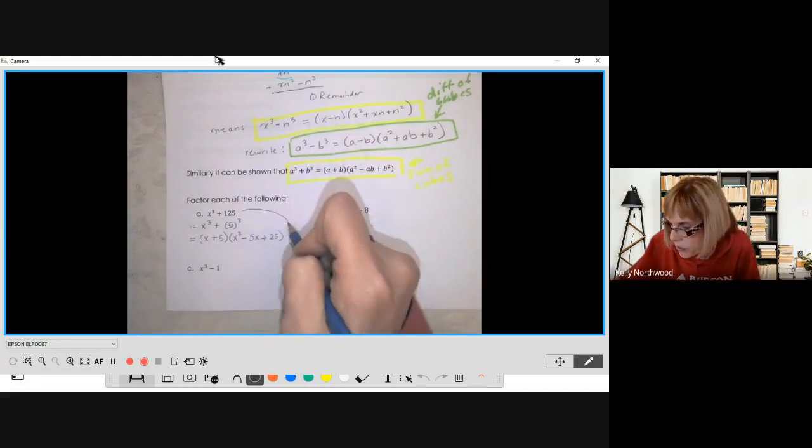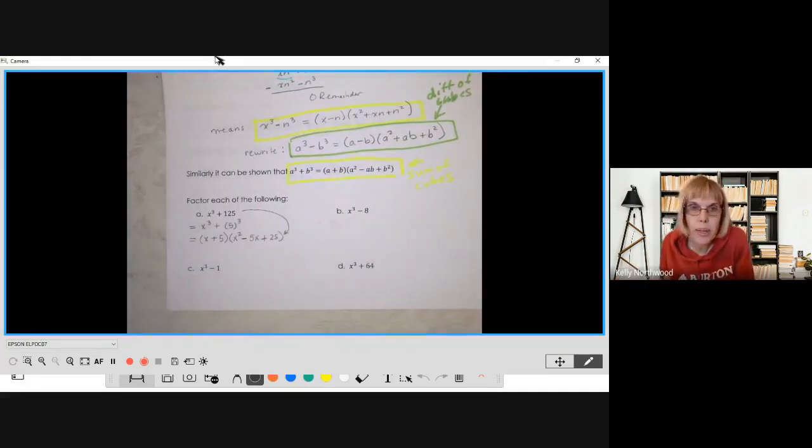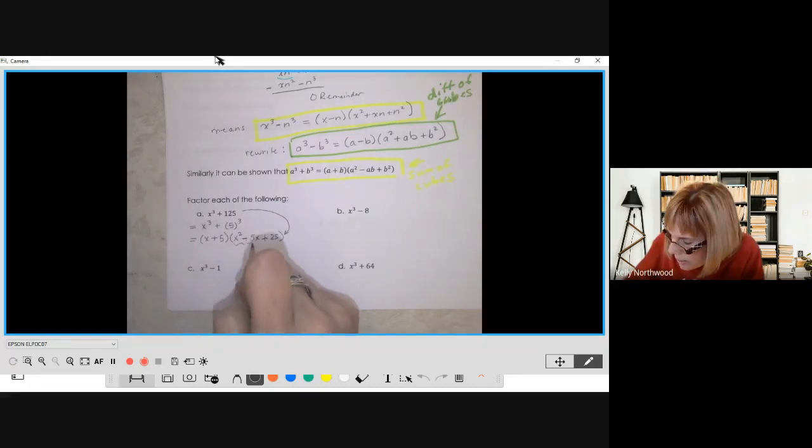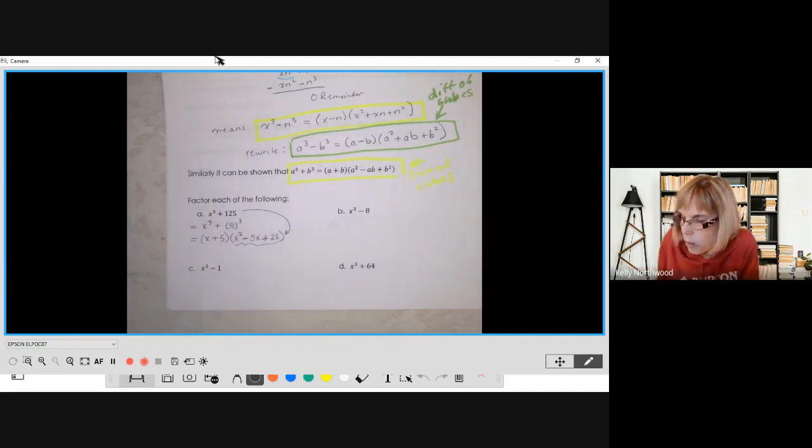And obviously you can go straight to here. You don't need to show that middle one. And also it's worth noting that this term, the quadratic term, can't be factored, okay? So this is fully factored.